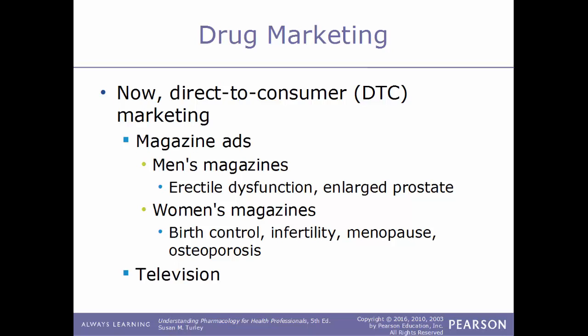This is done by magazine ads, television ads, radio ads, and depending on where you see these ads, they'll be more focused on that target audience. For example, drugs that advertise in men's magazines may focus more on erectile dysfunction drugs or drugs that would treat an enlarged prostate. Drugs that would advertise in women's magazines would focus on menopause drugs or infertility or osteoporosis or birth control. So you're going after a much more targeted audience based on the TV show you're advertising on or the magazine that you're advertising in.